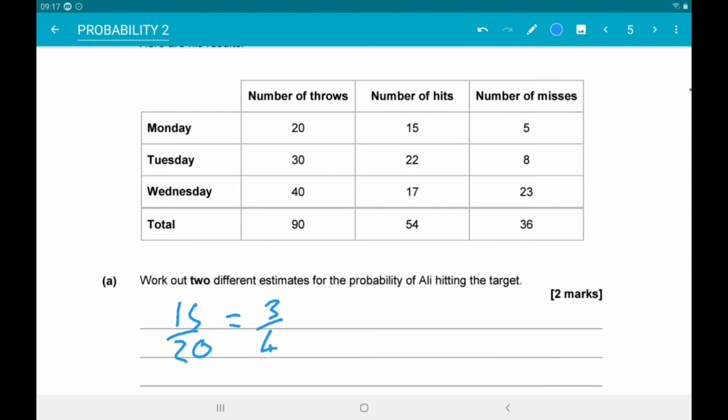And another one we could use would be on Tuesday. So he hit 22 times out of 30. So that's 22 out of 30, which we could write as 11/15ths.